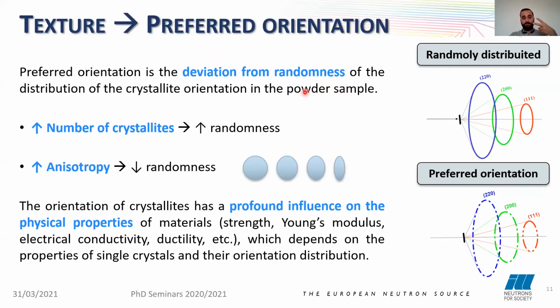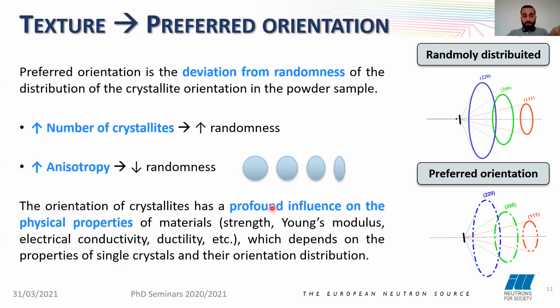There are basically 2 parameters that have a strong influence on the orientation distribution of crystallites. One is the number of crystals, which ideally should be large to have random distribution. And the other one is the external shape of the crystallites. An increase in the anisotropy of the crystalline shape translates into a decrease of the randomness due to the orientation of crystals in one direction.